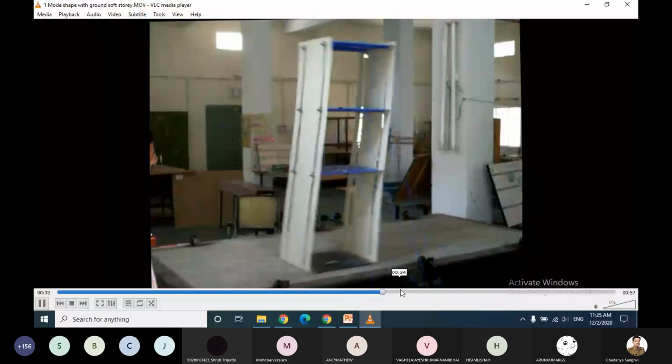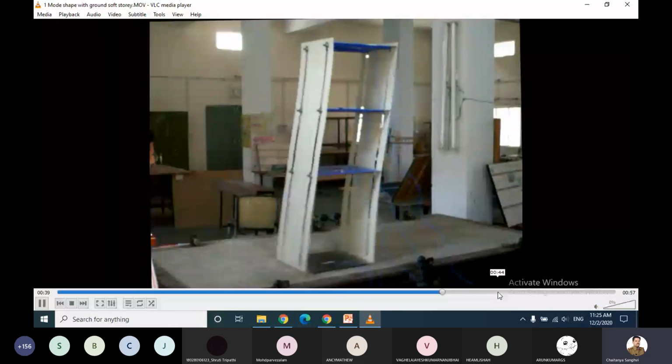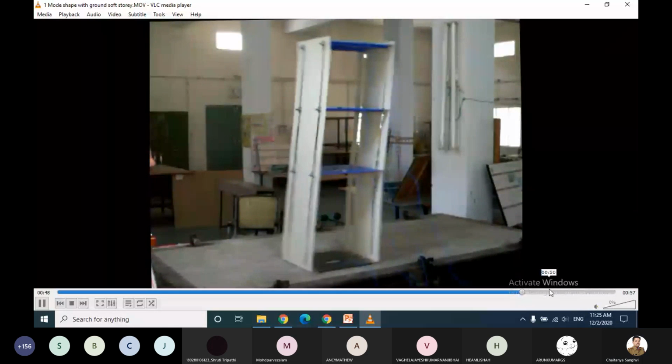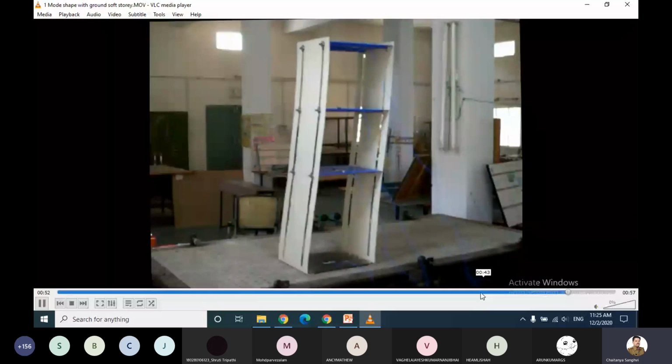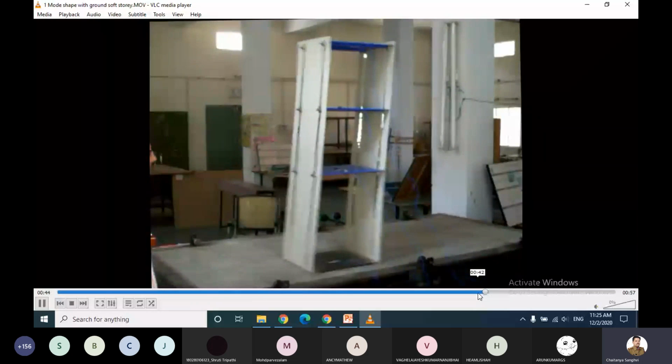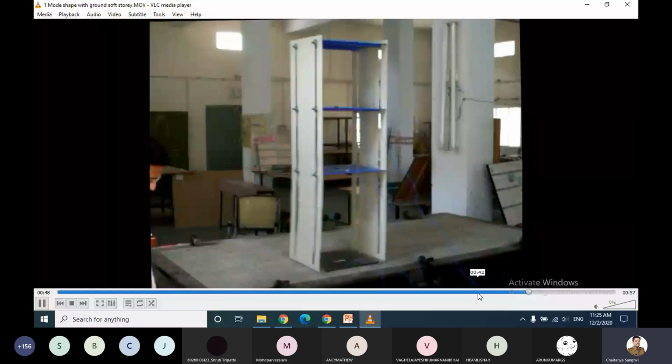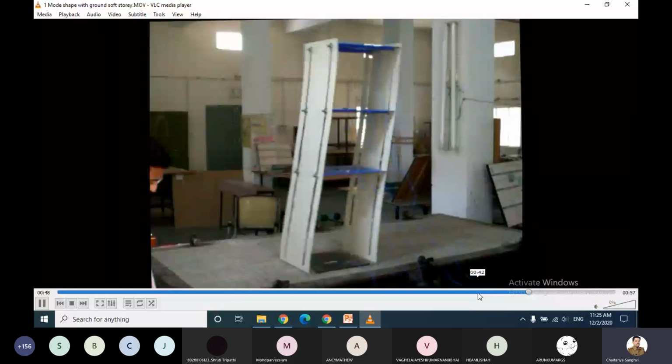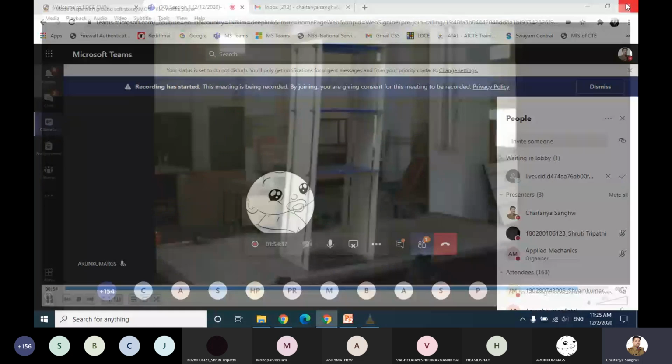Now you can see this, right? Now the response is reduced. At the higher frequency, this structure is not responding. So therefore we say that if a high frequency earthquake comes, our structure will be affected. No, if your structure is a low frequency structure, then a high frequency earthquake does not make much difference. It is not going to disturb your system to a great extent, right?